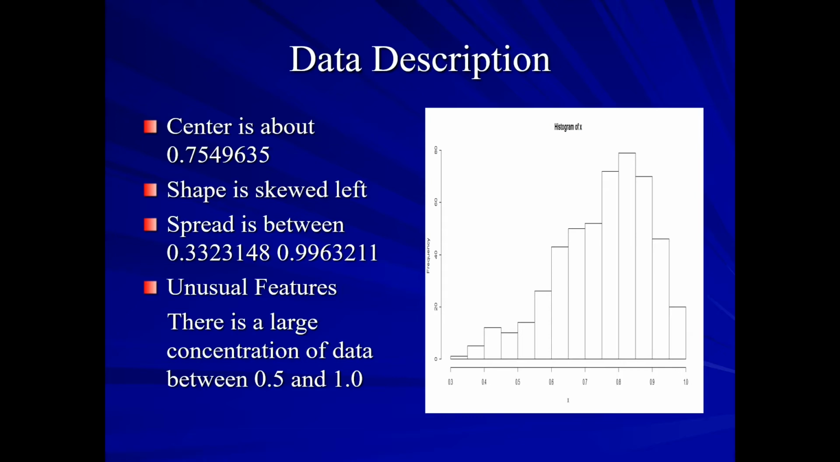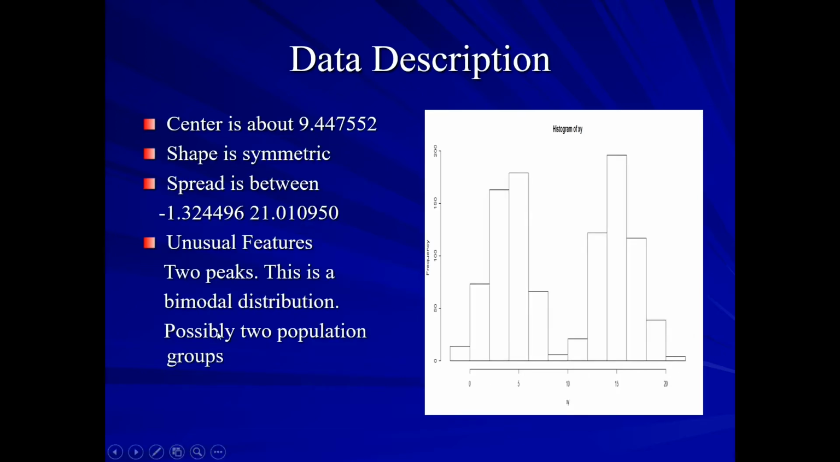Our next data set. Notice, I'll start with unusual features first, because there are some unusual features here. I have 2 peaks. This is called a bimodal distribution. This suggests there are possibly 2 population groups. Now we're centered at approximately 9.44, but we have a symmetric shape. I can grab this side and fold it over onto this side, and it fits very well. My spread is approximately negative 1.32 to 21.